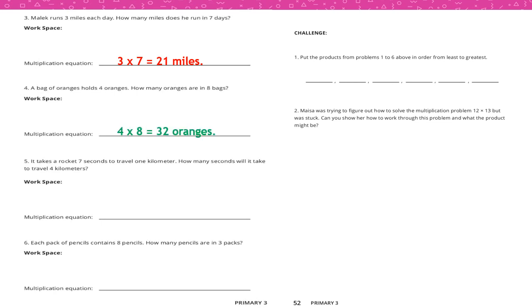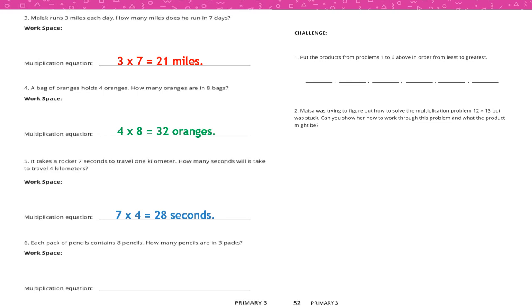4 times 8 equal 32 oranges. It takes a rocket 7 seconds to travel 1 kilometer. How many seconds will it take to travel 4 kilometers?